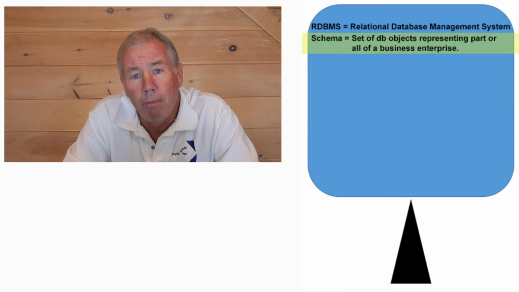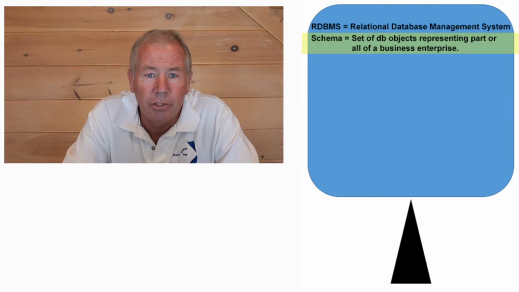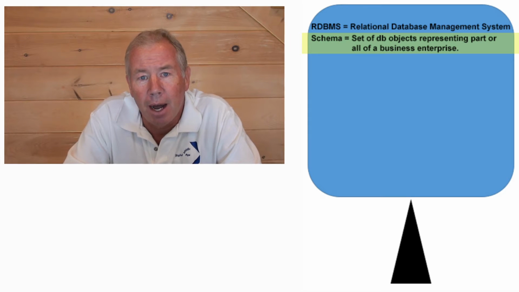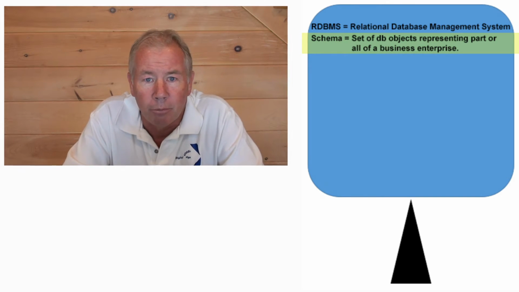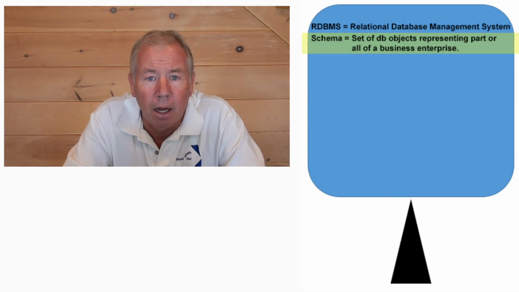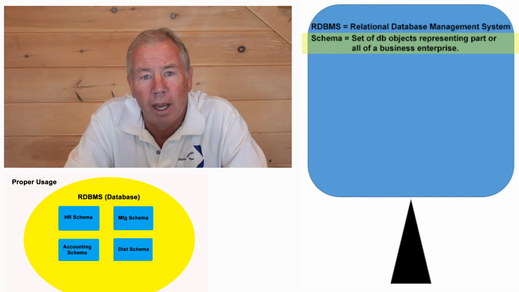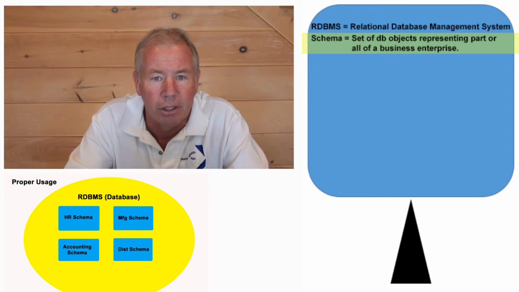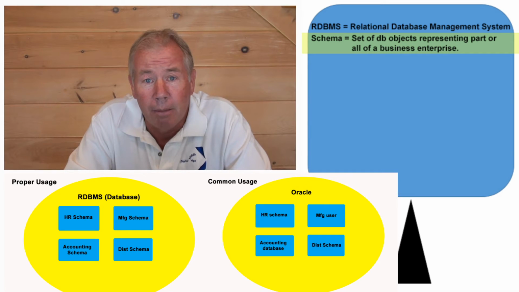Okay, let's move on to our next term then, schema. Schema is that set of objects used to realize all or part of a business enterprise via the relational model. Seems straightforward enough, right? Well, in fact, any single RDBMS can support multiple schemas. Here we have an example of one that's supporting an HR, an accounting, and distribution. It's very common.